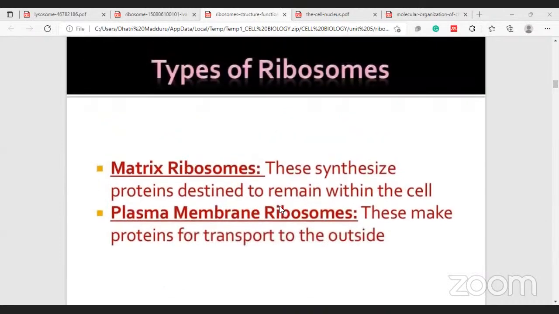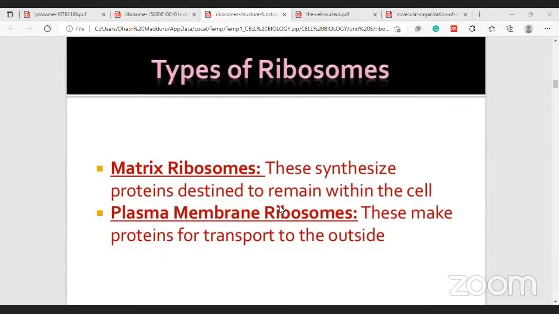And what are the different types of ribosomes? So there are matrix ribosomes and plasma membrane ribosomes. Matrix ribosomes are the ones which remain in the cell, that means the cytoplasmic ribosomes, and they synthesize the proteins which remain in the cell, like proteases and DNases, all these things which remain in the cell. So they are synthesized by these matrix ribosomes.